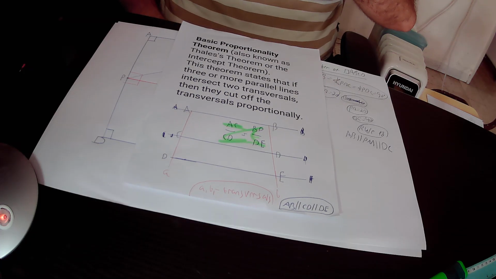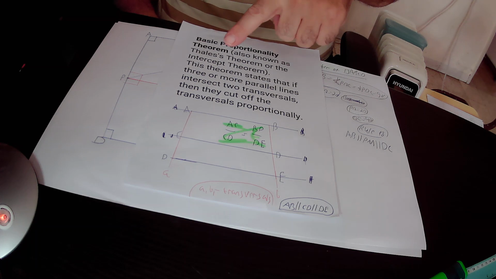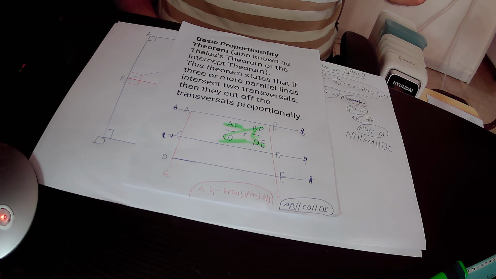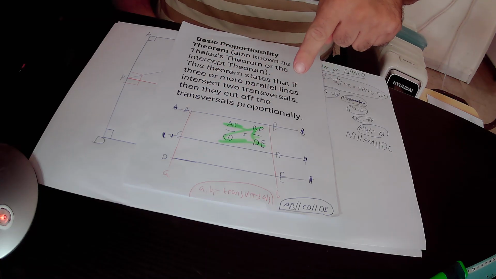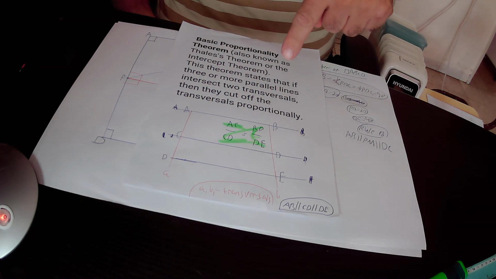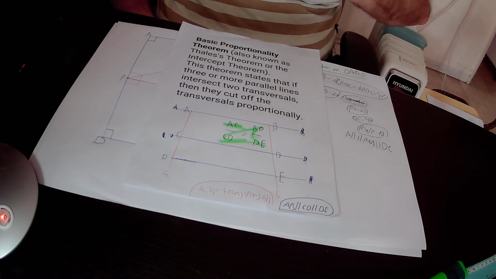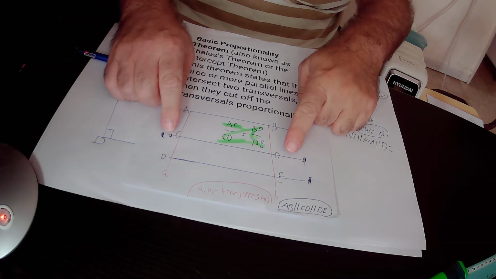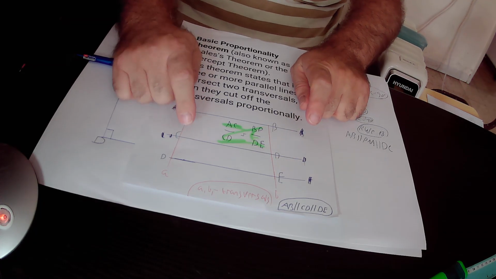Repeat again. Here we have AB parallel to CD parallel to DE. And we have line A and line B connecting the three parallel lines together. Then the following relationship exists between those two red lines that connect the three parallel lines together.